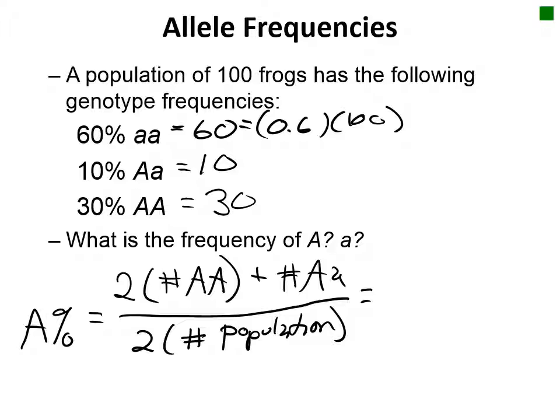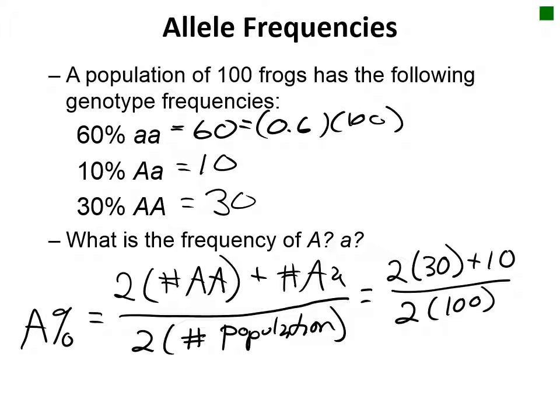Plugging numbers in, we would get 2 times 30 plus 10, divided by 2 times our 100 frogs. This tells us that the percentage of our dominant allele in the population is 0.35 or 35%.